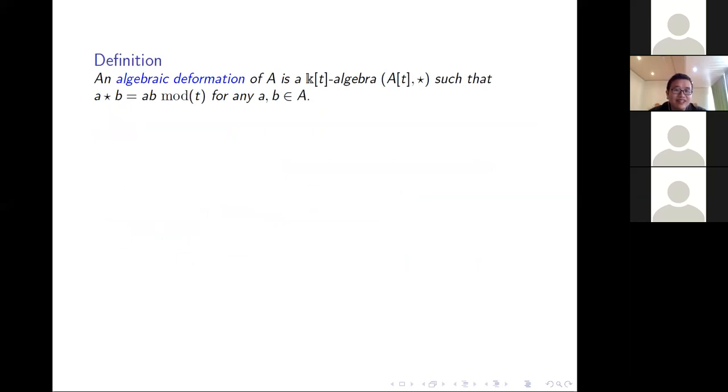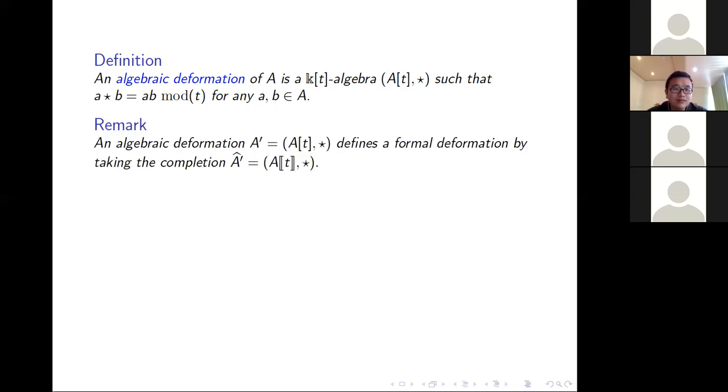So then let's give the definition of algebraization. For this, I need the definition of algebraic deformation. An algebraic deformation is just a K[T] algebra, A[T] with star product, such that the star product is just the original product at the constant term. Here the underlying space is A[T], and this means we give a new product on this polynomial algebra. This looks like formal deformations, but we just replace the formal power series by polynomials. And we have an observation: an algebraic deformation defines a formal deformation by taking the completion. We can complete this K[T] algebra in this way.